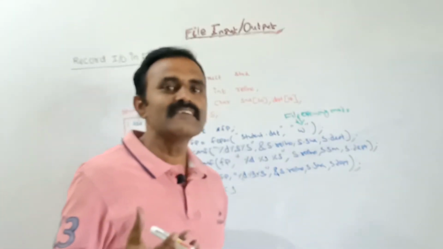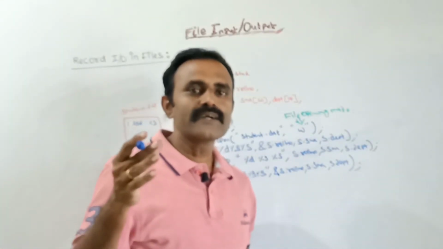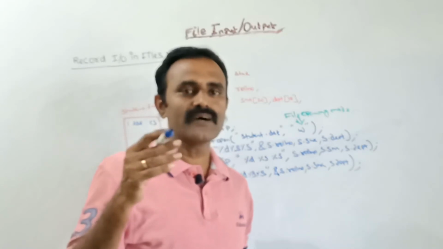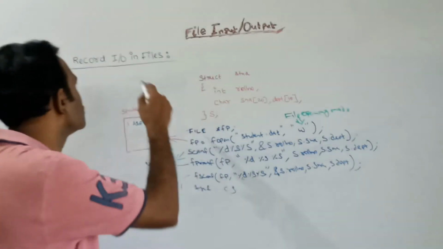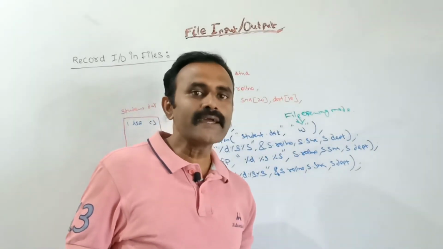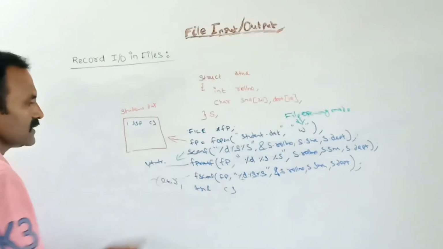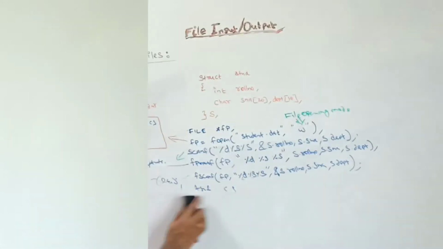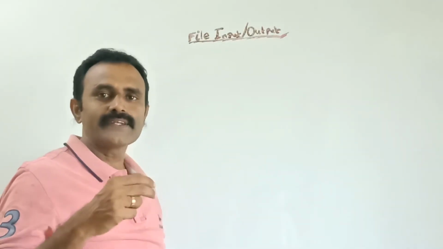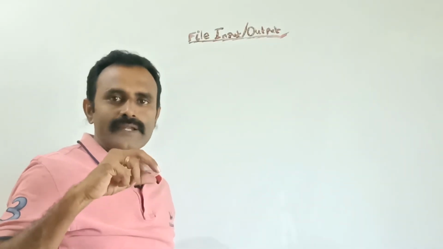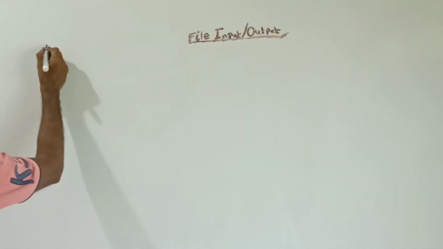Next we will see how to create binary files, and how to read and write binary files, record by record, using the fwrite and fread functions. Now let us see these two functions. Let us see the program for how to write and read records in text mode.